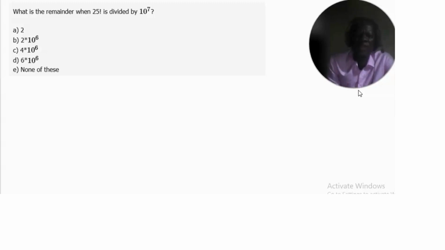So here we are asked to divide 25 factorial by 10 raised to power 7. So all we need to do is find the last 7 digits of 25 factorial, and that will be our answer. We are not going to use a calculator for this question. So how are we going to find 25 times 24 times 23 times 22 times 21 down to 1, and then whatever figure we have will now determine the last 7? We don't really need to know what that figure is.